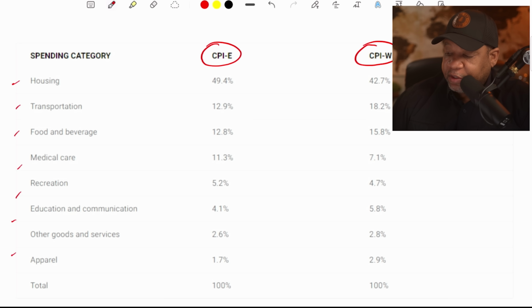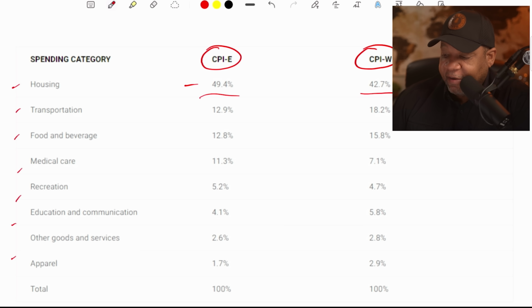That's what we really need to focus on, because the category housing will be in this category. When you see housing here, for the CPI-E, so for the elderly, it's 49.4%. And when you compare that to the CPI-W, it's 42.7%. And so with the CPI-E, housing is weighted heavier than with the CPI-W, okay? And part of that could be if you're younger, let's say you're in your 20s or even in your 30s, you might be living at home. And so your expenses when it comes to housing would not be the same. Even if you're younger, you might have roommates, where if you're older, you might not have that same situation.